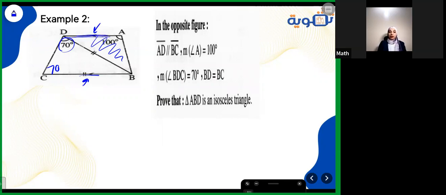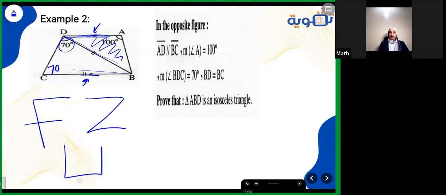It's letter Z, if you remember them. I will remind you of these angles here. If you have letter F, letter Z, letter U. When I have two parallel lines with a transversal making letter F, then each two corresponding angles are equal in measure. If I have two parallel lines with a transversal, then each two alternate angles making letter Z are equal in measure.